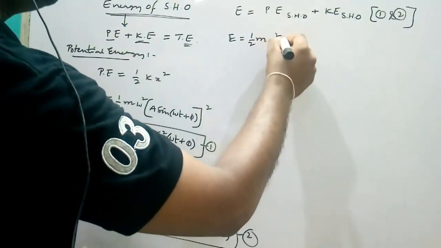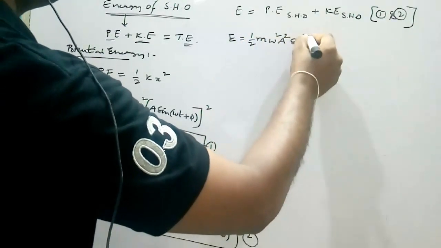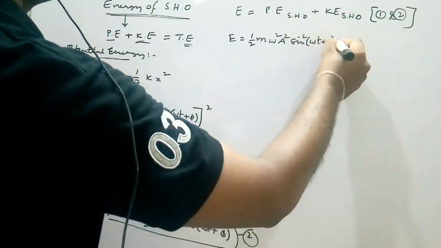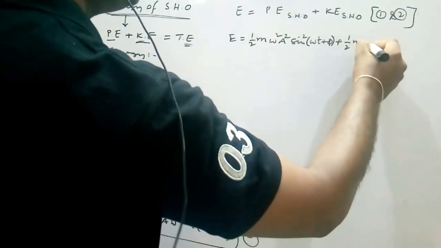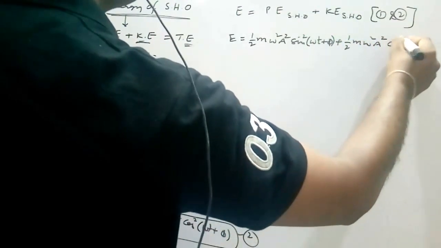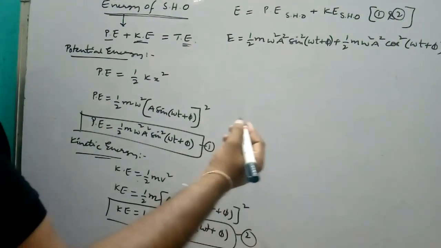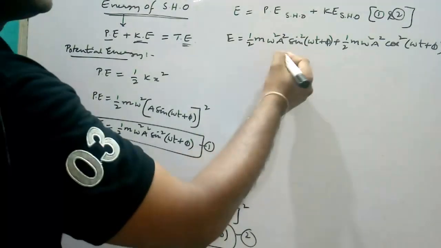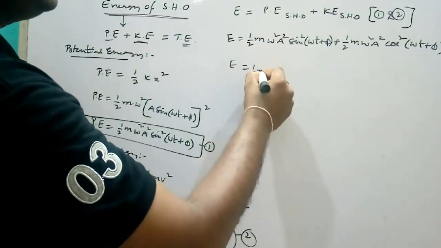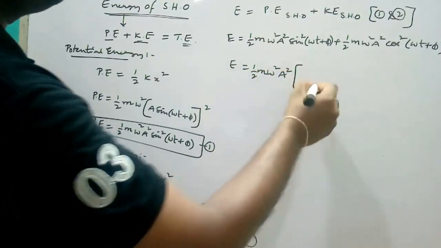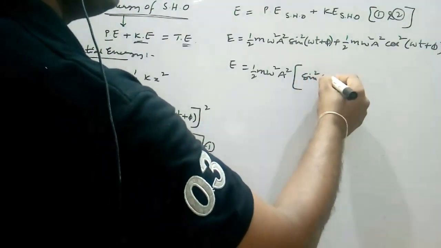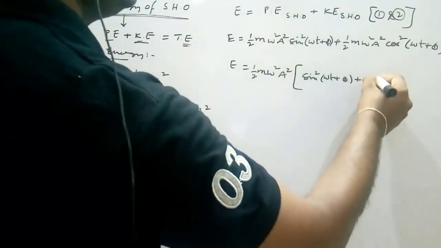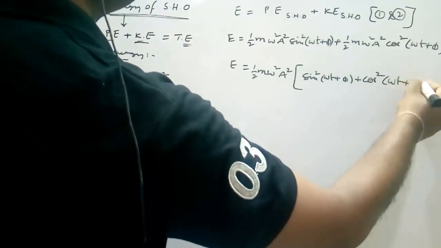Of m omega square a square sine square of omega t plus pi, plus this kinetic energy from equation 2, of m omega square a square cos square of omega t plus pi. Okay, here we take the common factor of m omega square a square, leaving sine square omega t plus pi plus cos square omega t plus pi.